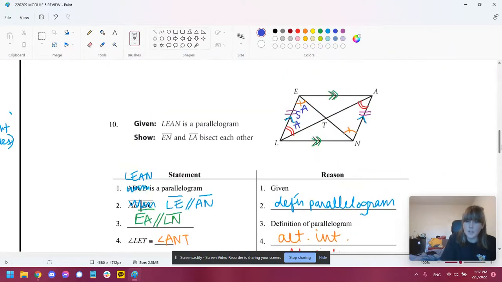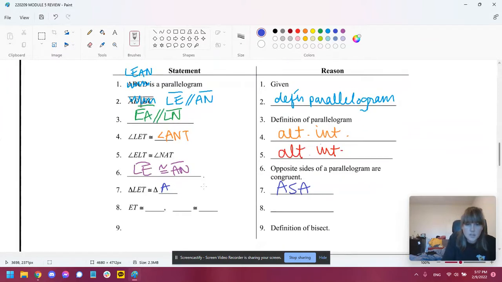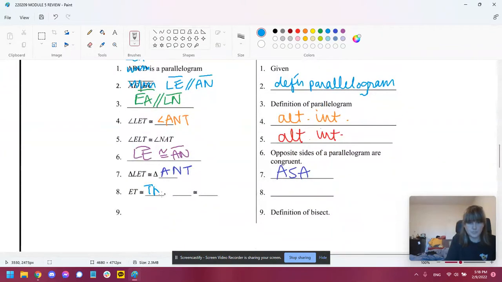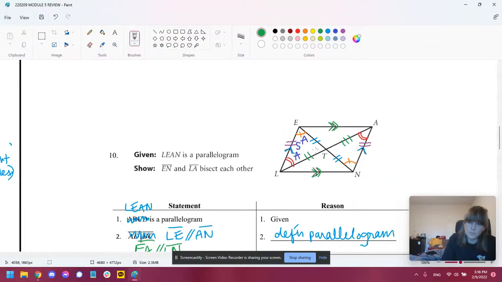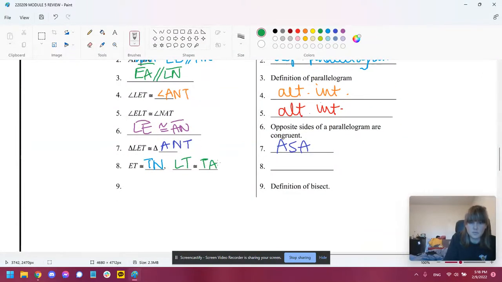If I wrote the L first, I should write the A first on the other side because they're both the red angle. If I wrote the E second, I should write the N second. And then I'll write the T last. Now I can say, what is ET equal to? ET is this one. It's right next to the orange angle. So it's going to equal TN, which is also right next to the orange angle. And then the other two parts here are also equal, LT and TA. And that's by corresponding parts of congruent triangles are congruent.